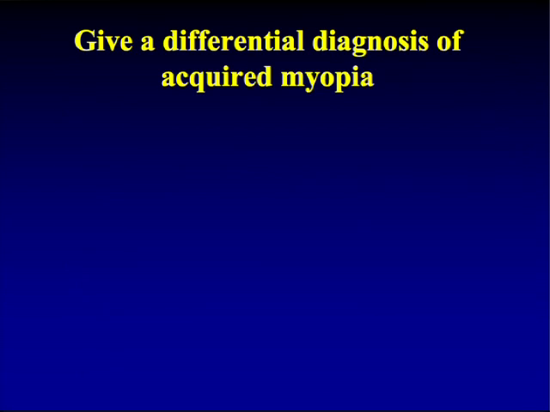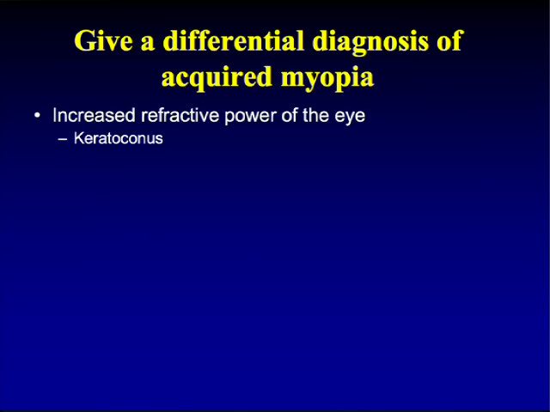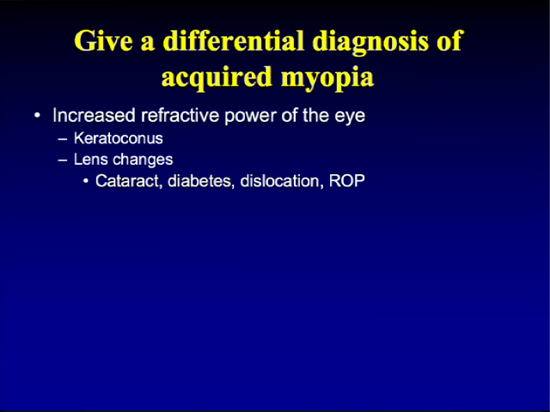Differential diagnosis of acquired myopia then. Things that make the eye too strong, increased refractive power of the eye, and that would include keratoconus. Lens changes such as cataract, lens dislocation anteriorly. Cataract can cause increased myopia both from changing the shape of the lens, but also by changing the refractive index of the lens, because a cataractous lens has a higher refractive index.